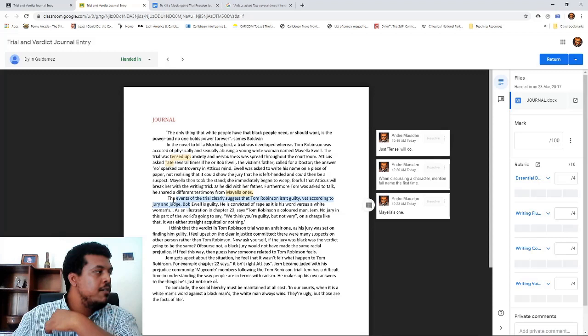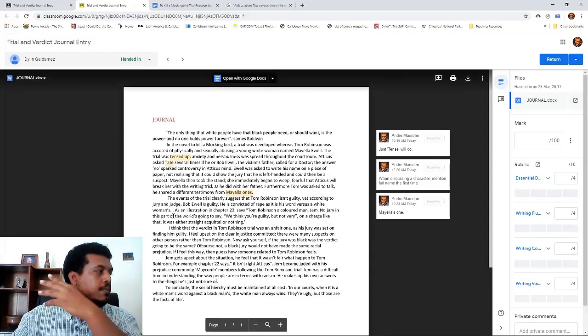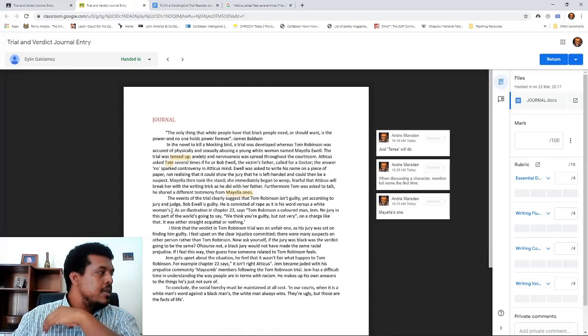Our second paragraph tells me what was the results. We think you're guilty, but not very. No jury in this part of the world is going to say, we think you're guilty. He is convicted of rape, as it is his words, versus a white woman's. Cool. I don't know why there's a double full stop there, but we won't worry about that for now.